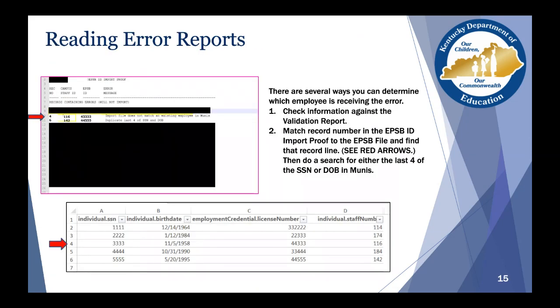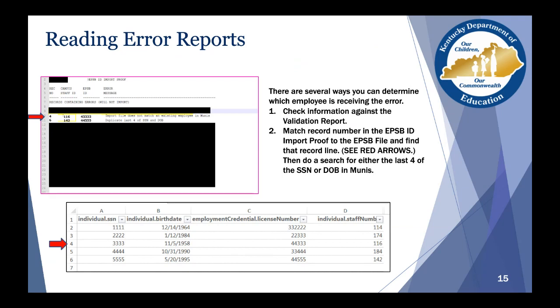So reading these reports, when you're looking at the EPSB ID import proof and the actual report, you'll see that you don't have names. So you've got to figure out, when you get an error, what employee are we looking at? Who has the incorrect information?